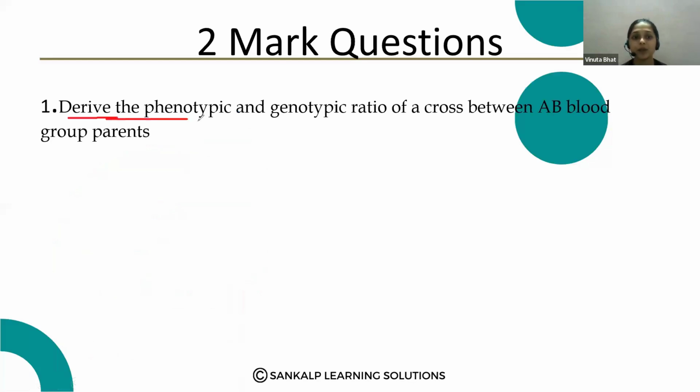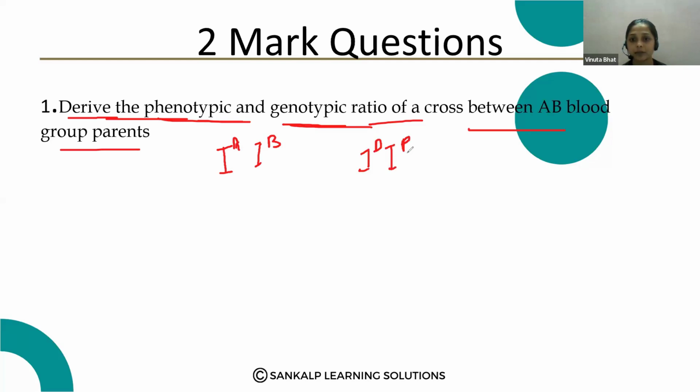Derive the phenotypic and genotypic ratio of a cross between AB blood group parents. Here we have to derive the phenotypic and genotypic ratio of the cross between the AB blood group parents. AB blood group means they have the IA and IB alleles, right? The genotype is IA IB.